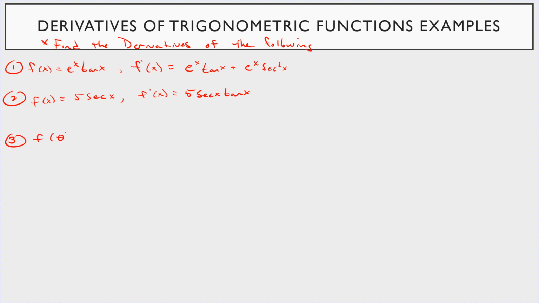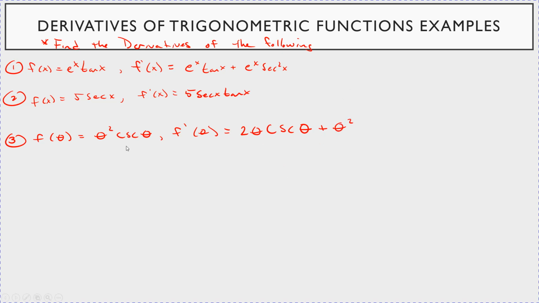So if you have f of theta is equal to theta squared times cosecant of theta, well then f prime of theta, again, you're going to have to use the product rule. Derivative of theta squared is 2 theta times cosecant of theta plus theta squared, and then just look back.